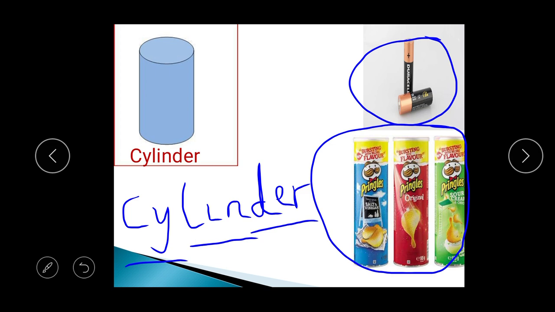CY-LIN-DER. Cylinder. All right. Can we spell cylinder again?